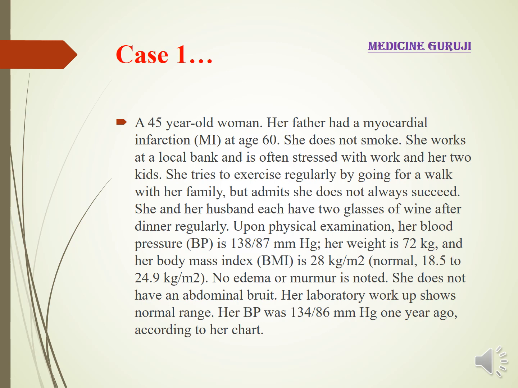Upon physical examination, her blood pressure is 138/87. Her weight is 72 and her BMI is 28 kg per meter square. Normal values are 18.5 to 24.9, obese. No edema or murmur is noted. She is overweight. She does not have an abdominal bruit. Her lab workup shows normal range. Her BP was 134 by 86 millimeter of mercury 1 year ago according to her chart. Now it is 138 by 87.